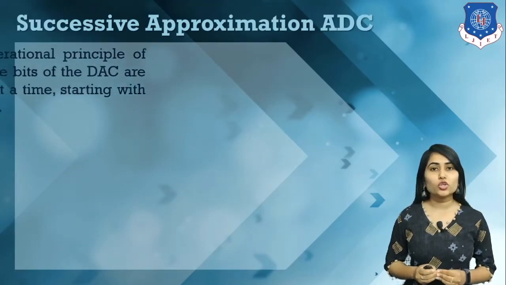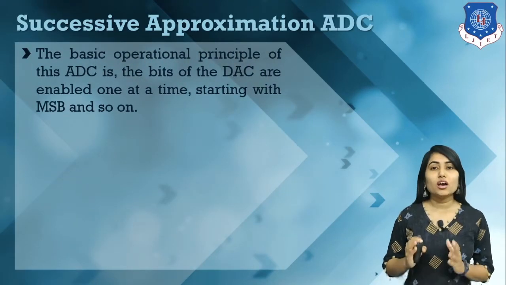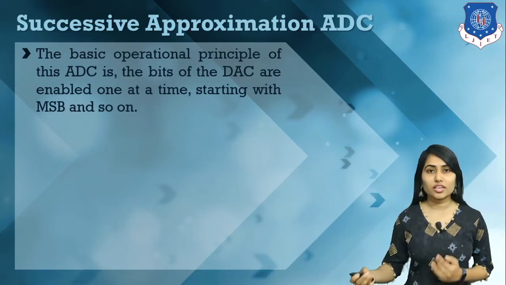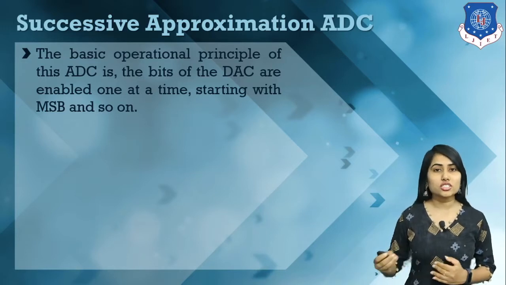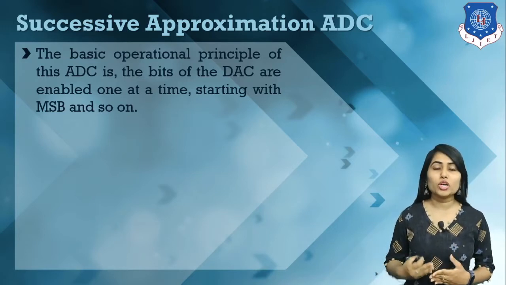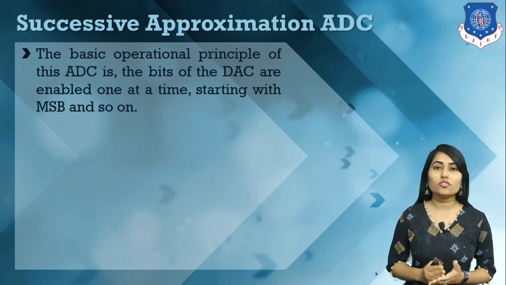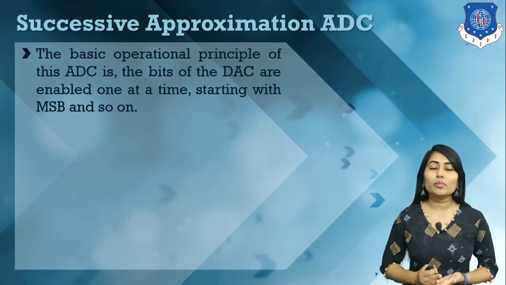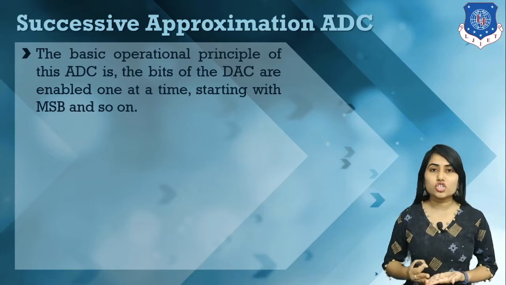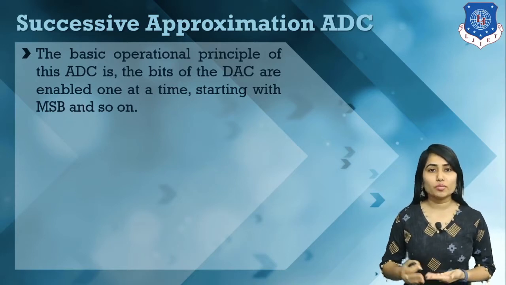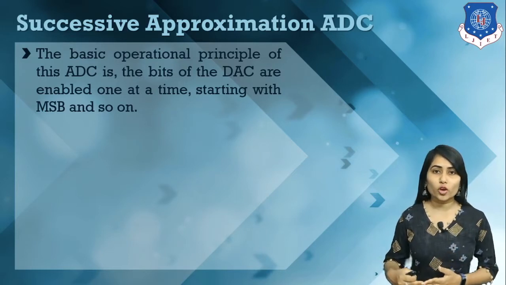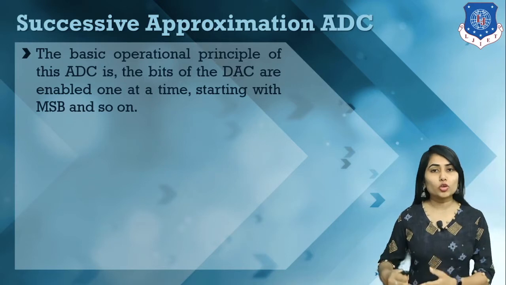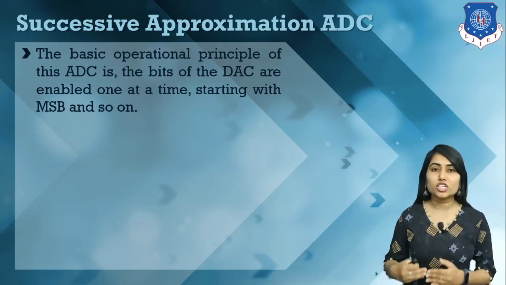The basic principle of this converter is that we have one control logic circuit, which enables different bits one by one. For example, if we have a 4-bit digital output, in this control logic circuit the 4 bits are activated one by one, and accordingly the bit is stored into our output register, and the output of the output register is given to the digital to analog converter.